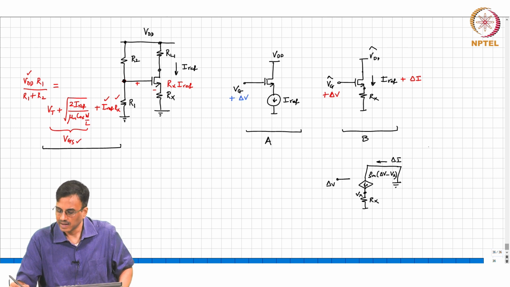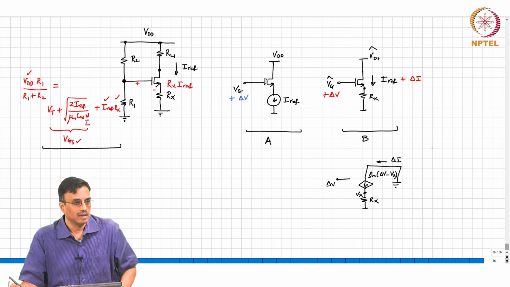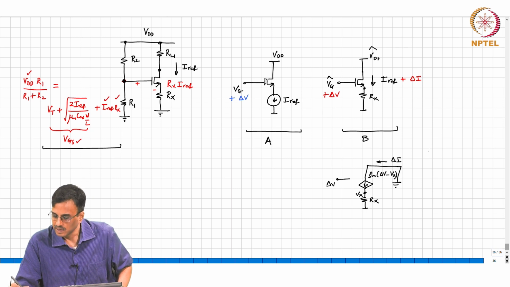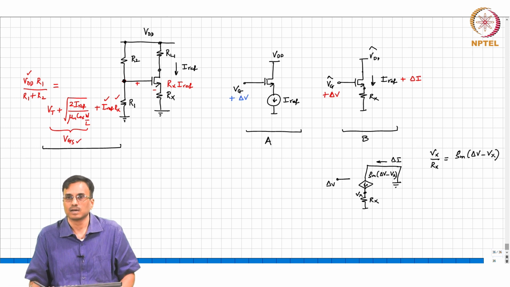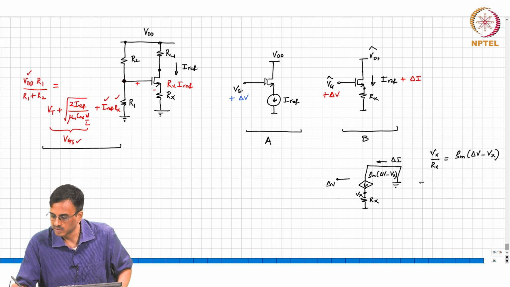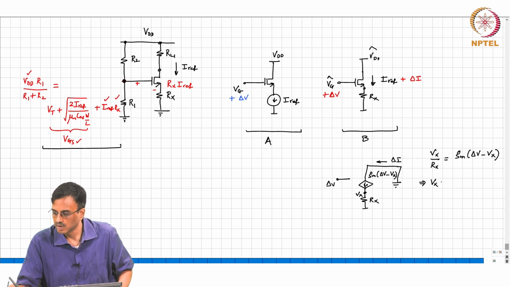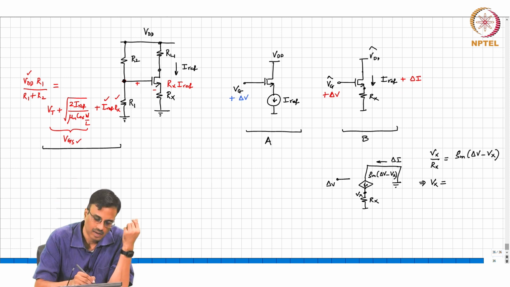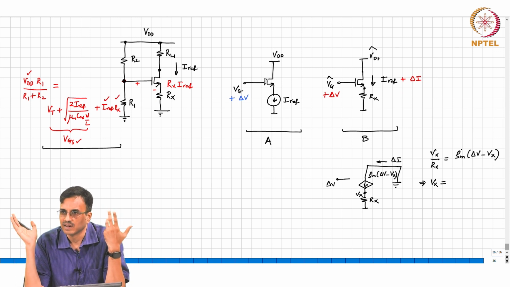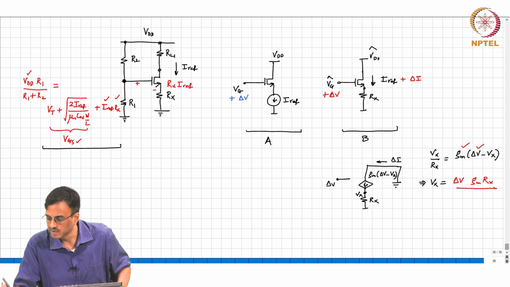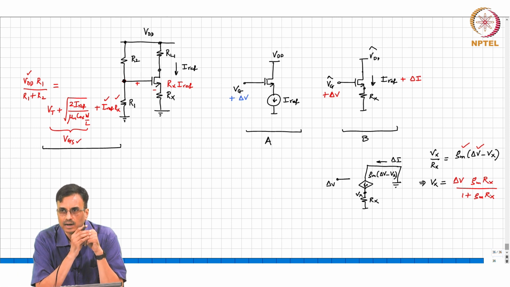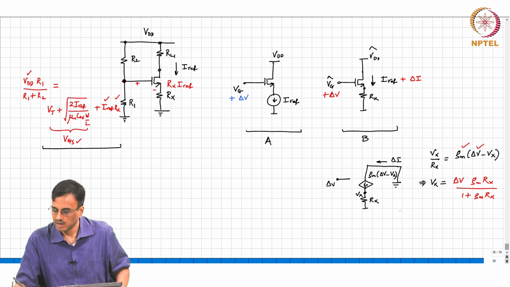Okay. So basically you write KCL at the node Vx. So basically Vx by Rx must be equal to Gm times delta V minus Vx. Okay. So what does this mean? What is Vx? What is known and what is unknown in that equation? Vx is delta V Gm Rx by 1 plus Gm Rx. Correct? All right. So what is delta I therefore?